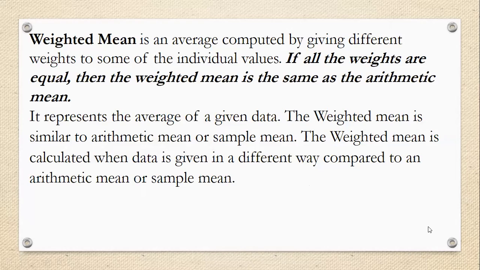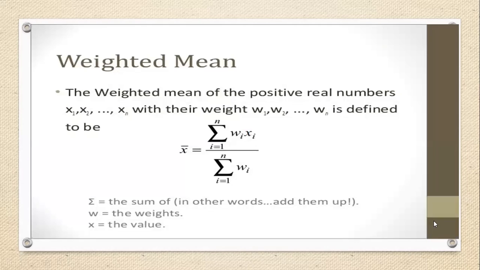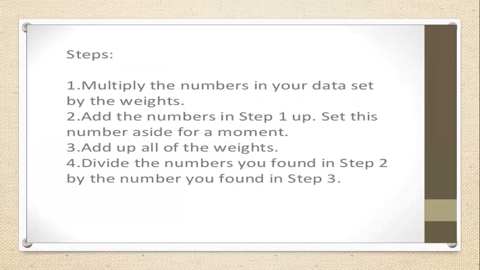Now what is the formula which we use for calculating the weighted mean? The formula for weighted mean is x bar equals sigma wx upon sigma w. Sigma, as you all know, is the sum of all the values given in the data, w is the weight you have given to each element of the data, and x is the value, the type of data you have collected. Now, what steps should you follow? The first step is to multiply the numbers in your data set by the weights.